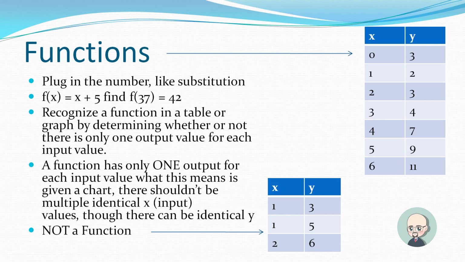Now remember, the outputs can be the same for different inputs, but you can't have multiple outputs for the same input. You can have the same output for different input, but you can't have different output for the same input. I know it's a little confusing, but look at the graphs. It'll make a little more sense.